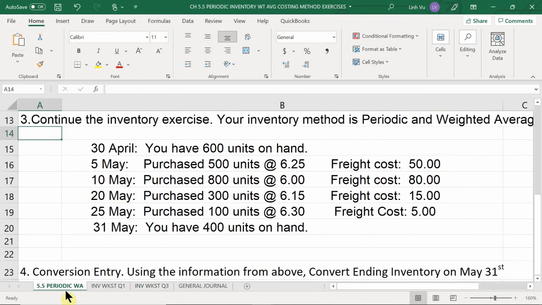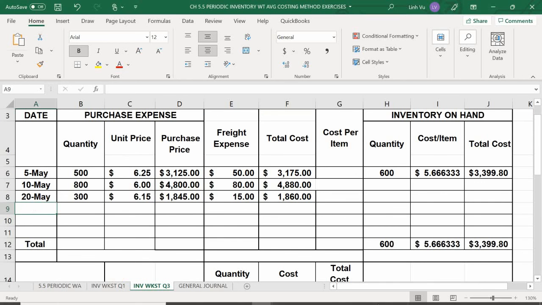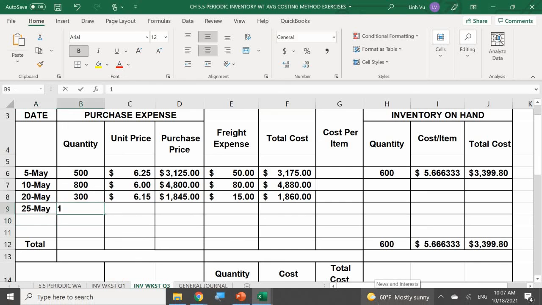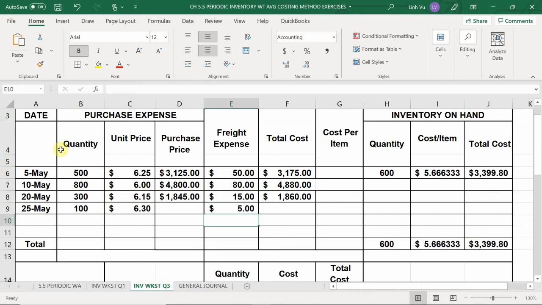1,860. Okay. Last but not least, May 25th, we purchased 100 toys at $6.30 each with a freight of 5. And then on May 31st, you have a total of 400 units available in inventory. So let's go ahead and add in our last entry here, okay, for $6.30 and $5 freight. So my total purchase price here is 630, plus my freight of $5 gives me a total cost of 635.